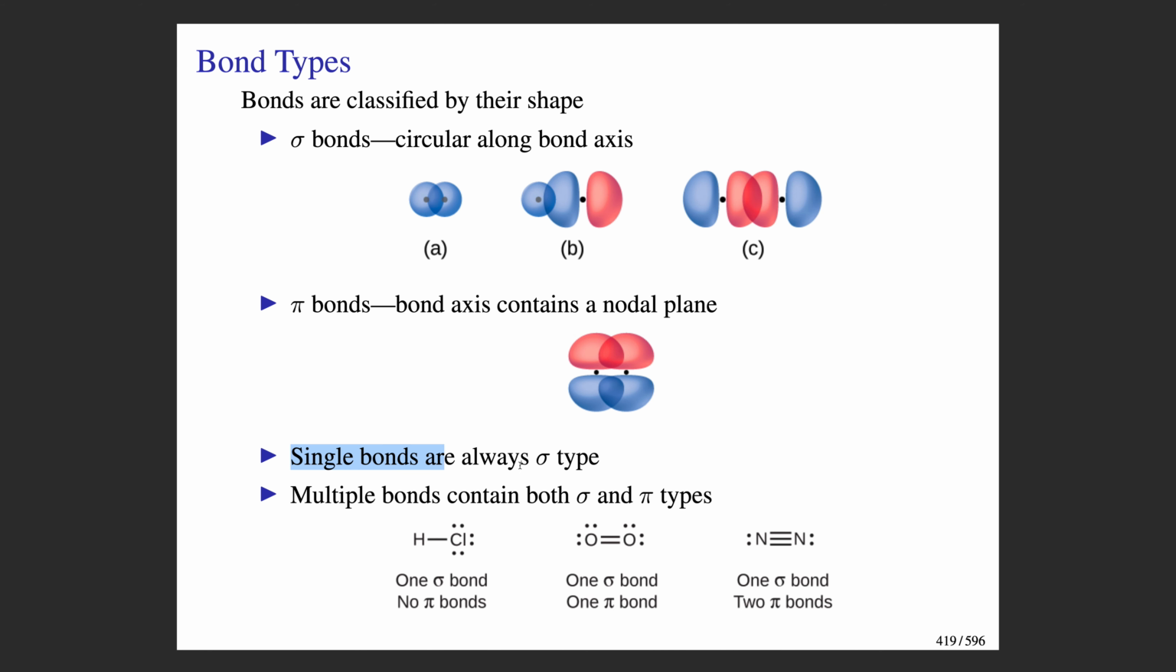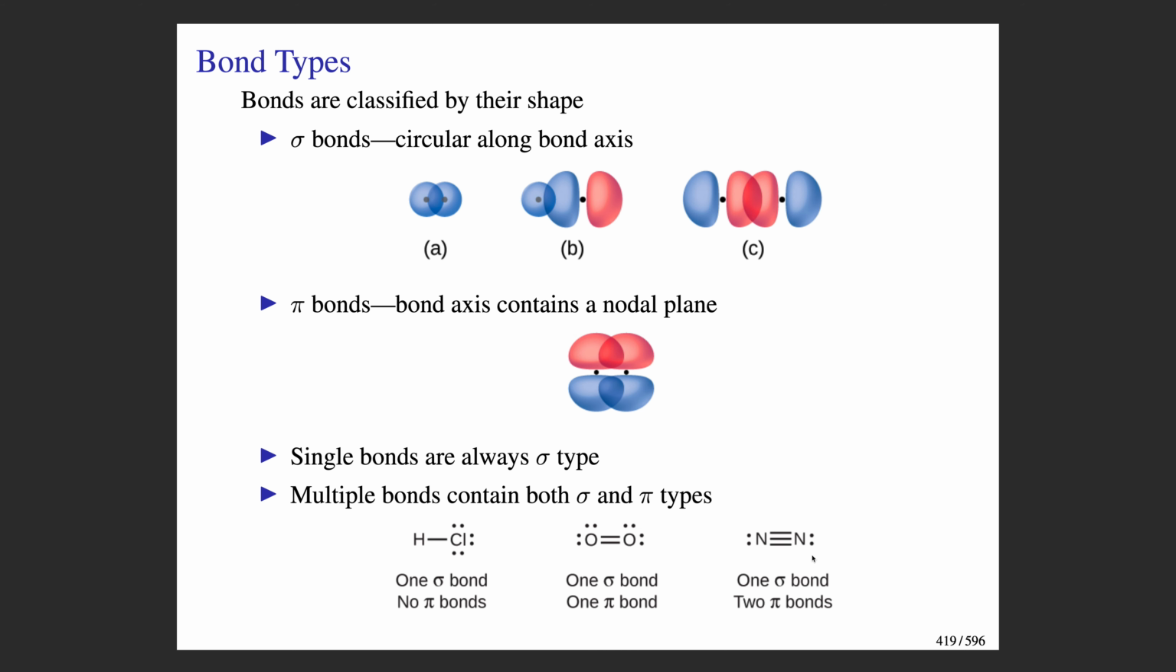Single bonds, we've talked about those before, those are always sigma type. So whenever you have a Lewis structure that has a single bond, like this one for hydrogen chloride, that single bond is a sigma type bond. When you have multiple bonds, for example, this double bond involving diatomic oxygen, one of the bonds is sigma type and the other one is pi type. So in every multiple bond, there is one sigma type bond, and then the other bonds are pi type. So in diatomic O2, we have one sigma bond and one pi bond.